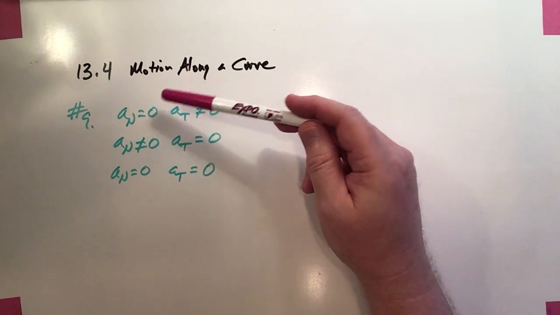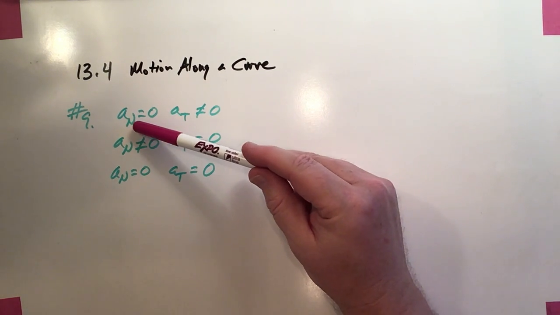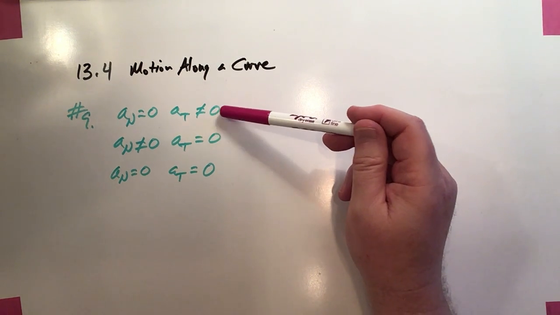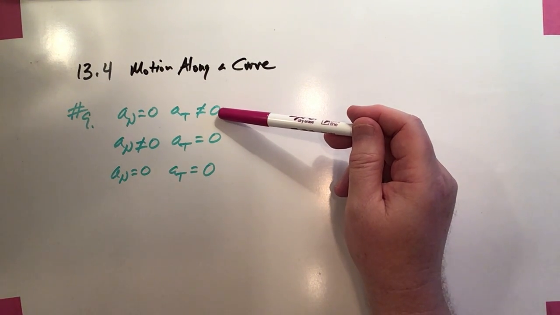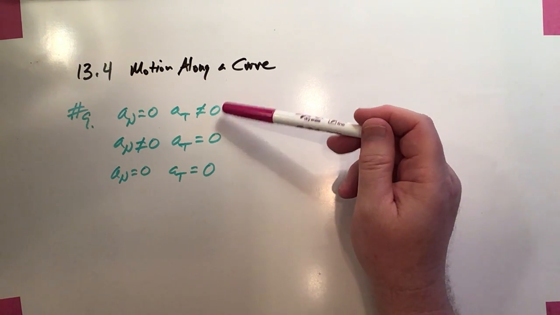Well, if we think about it, the normal acceleration controls turning. And if that's 0, then this is an object that doesn't turn, so travels in a straight line. But it does so at a non-constant velocity because it has a tangential acceleration, which means it's speeding up or slowing down, just doing so in a straight line.